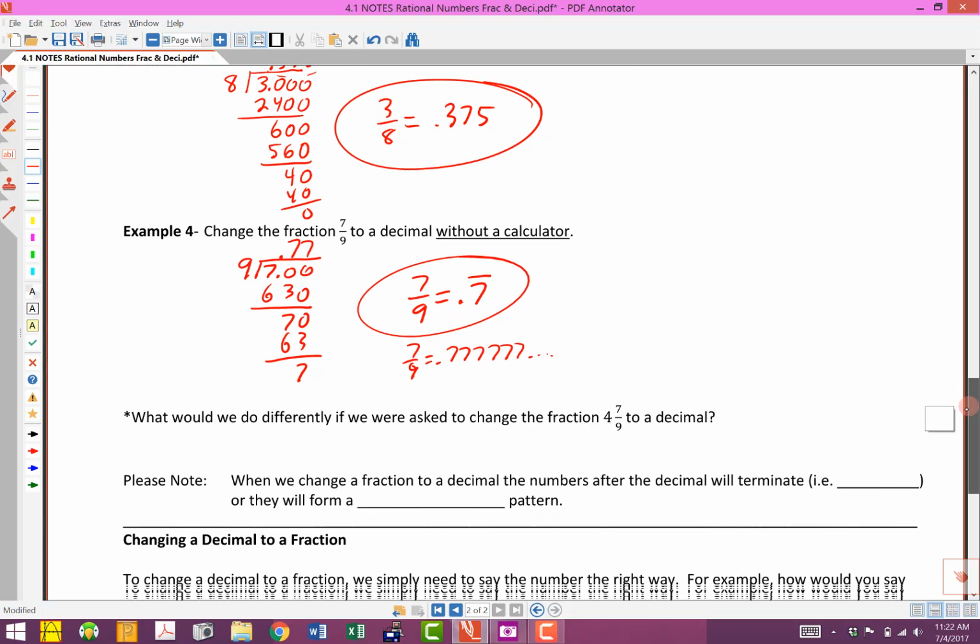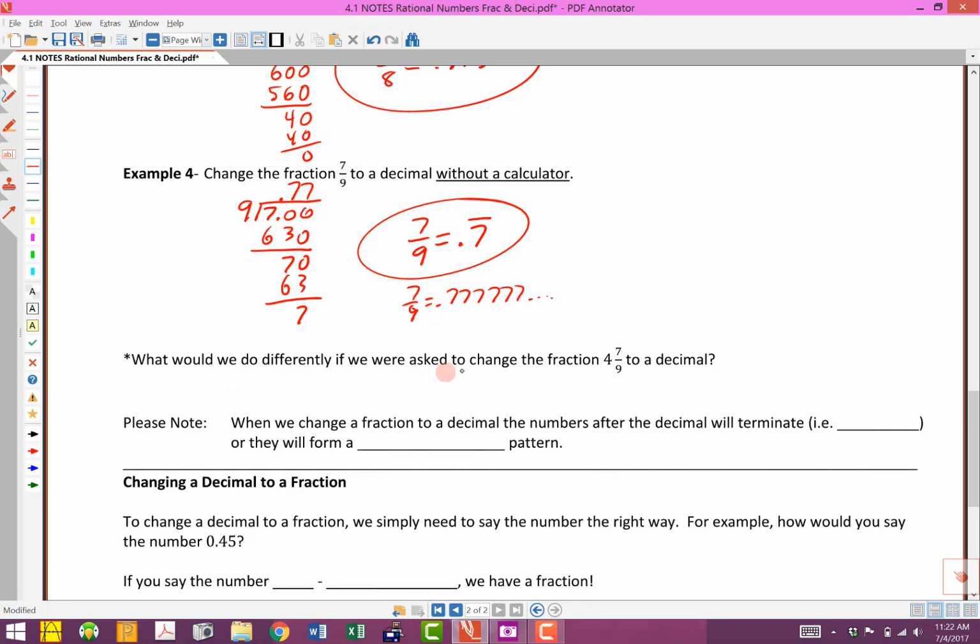Now, I've got another question for you. What would we do differently if we were asked to change the fraction 4 7/9 into a decimal? Well, there are a couple things that we could do. We could change this to an improper fraction. So we could do 9 times 4 is 36. 36 plus 7 is 43. So we could do 43 over 9.